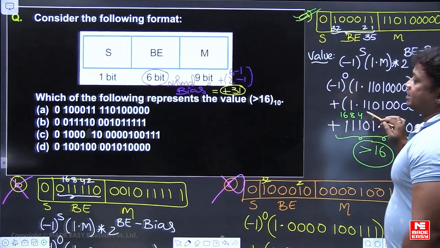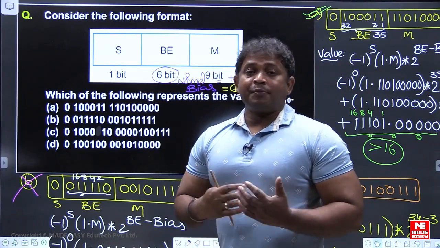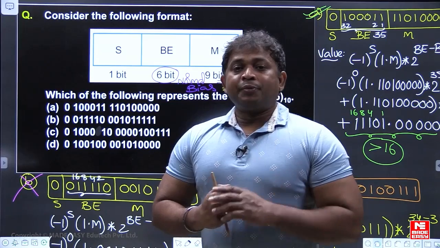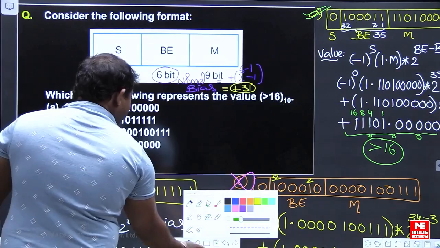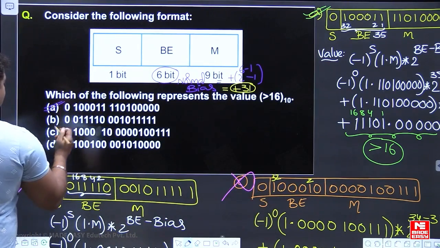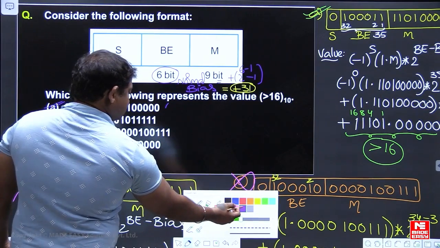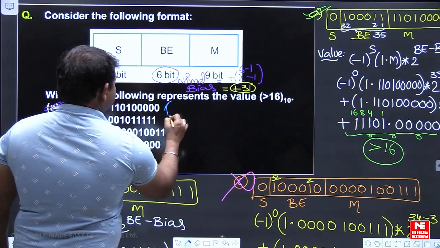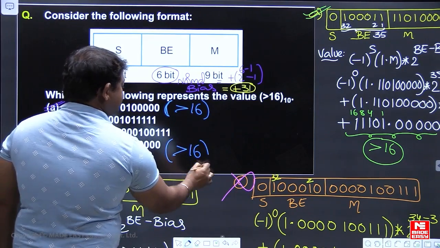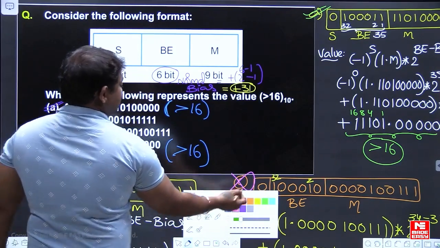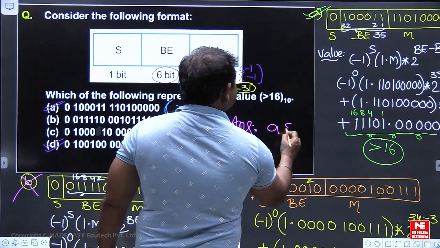Now what does the question say? Which of the following represents the value greater than 16? Here 4 options are given. In the 4 options, 2 options are matching the given information. What is the answer here? Answer is A and D. This A value is greater than 16 and the D option value is also greater than 16. So the correct answer here is A and D.